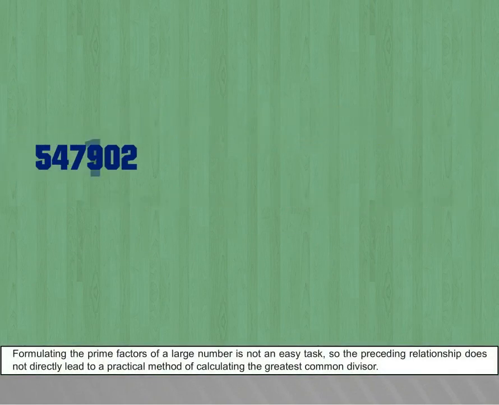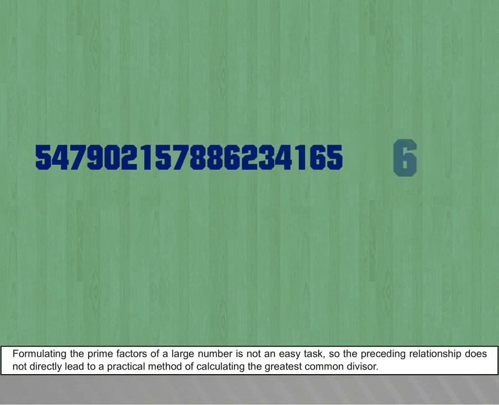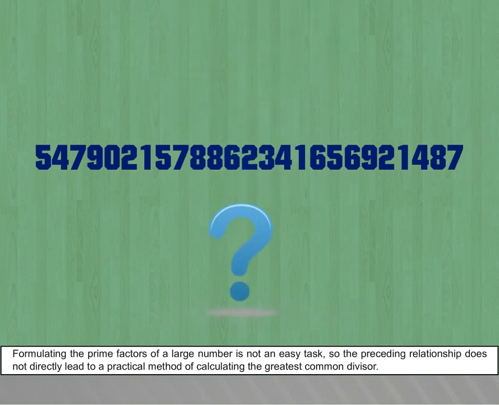Factoring a large number into its prime factors is not an easy task, so the preceding relationship does not directly lead to a practical method of calculating the greatest common divisor.